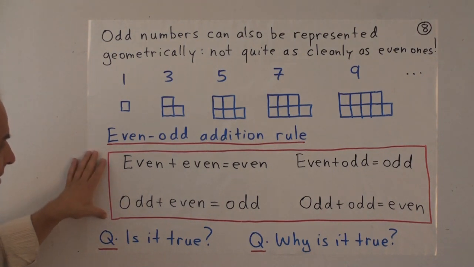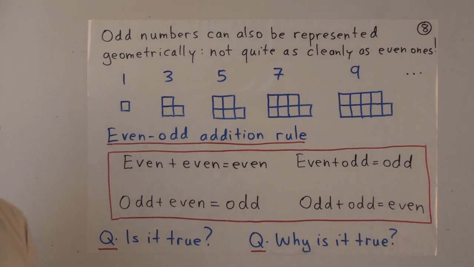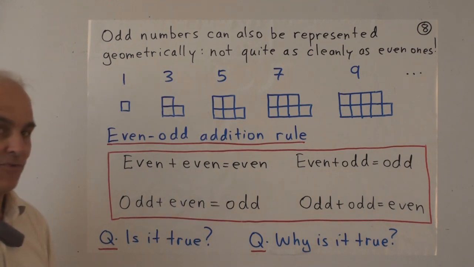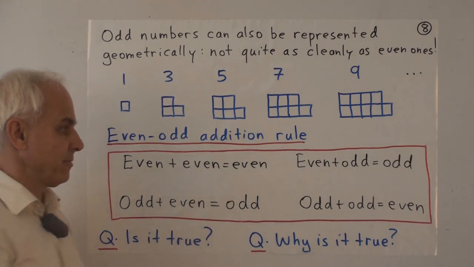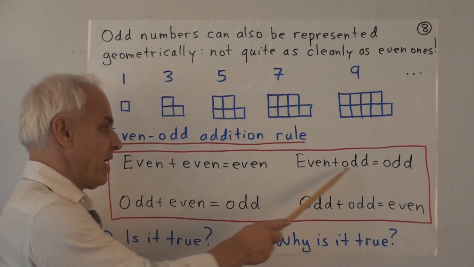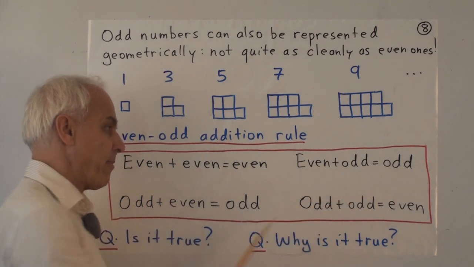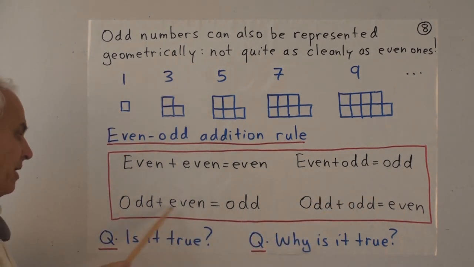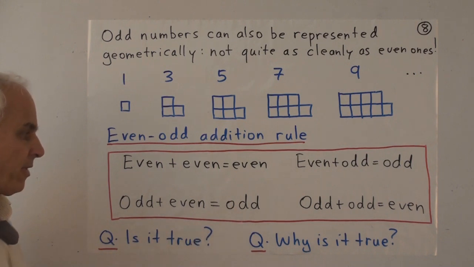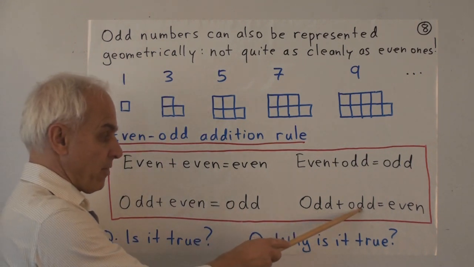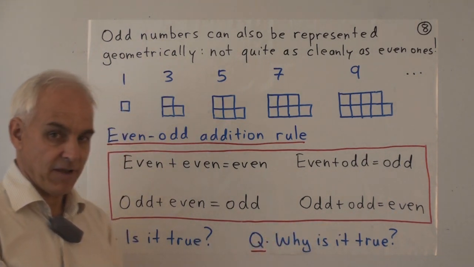Okay, so here's now an important rule that tells us what happens when we add even and odd numbers. It turns out that whenever we add 2 even numbers, we get an even number. Whenever we add an even number and an odd number, we get an odd number. Whenever we add an odd number and an even number, we get an odd number. And whenever we add 2 odd numbers, we get an even number.